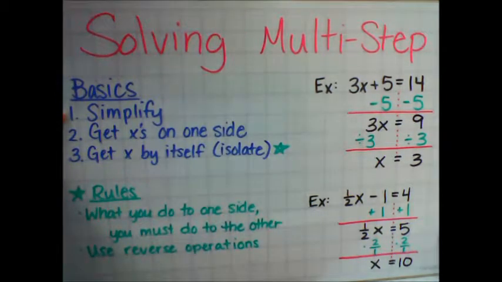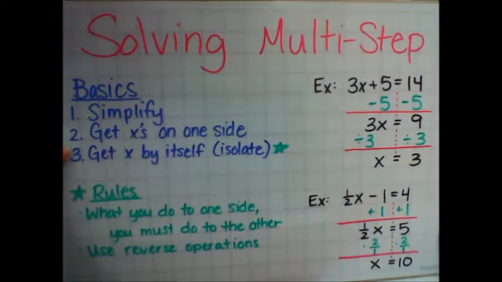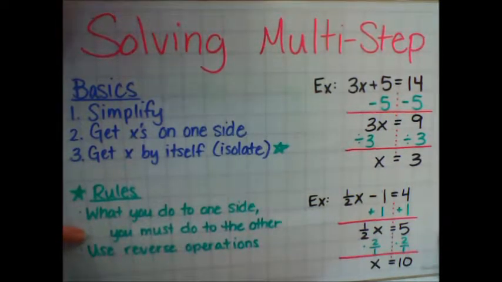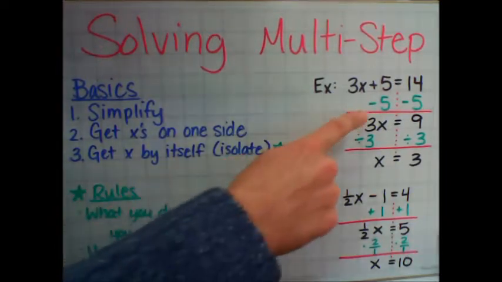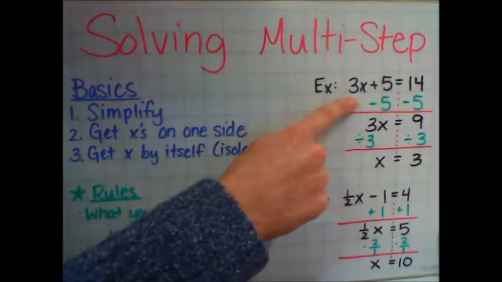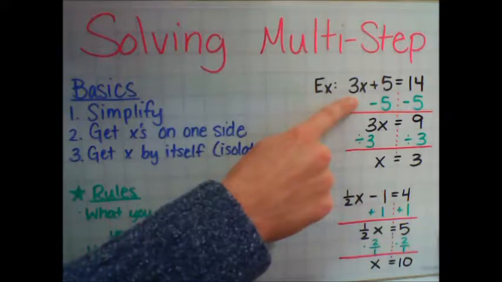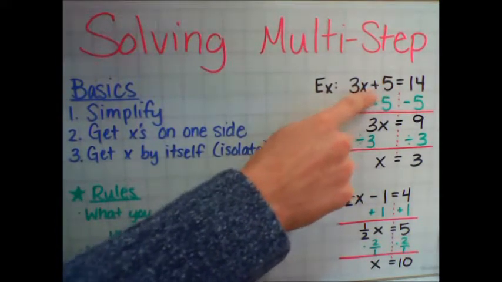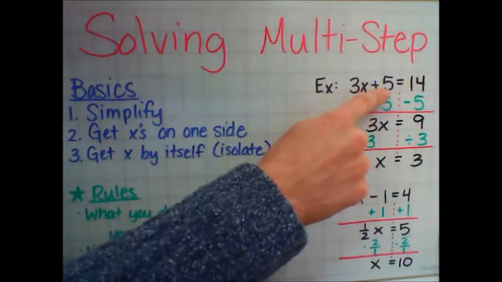1. Simplify. I don't need to simplify either side. 2. Get all of the x's on one side. They already are. 3. Get the x by itself. We're going to get the x by itself by using reverse order of operations. Reverse order of operations would tell us that we need to get rid of any addition or subtraction first. This is plus 5, so we need to get rid of the 5 first.